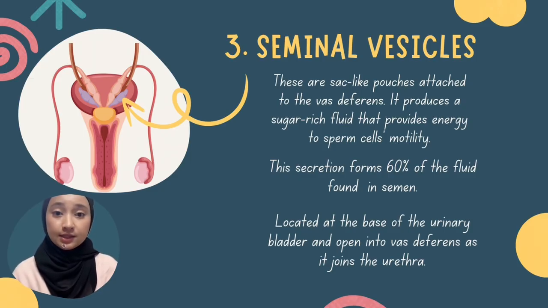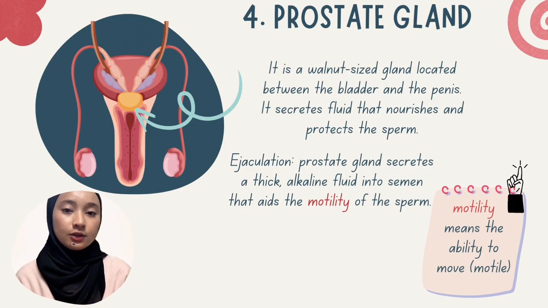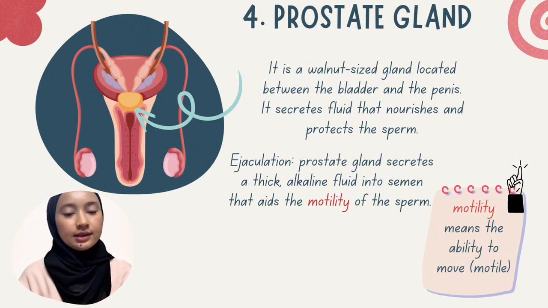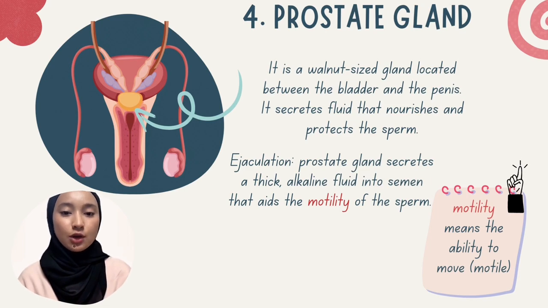The next part is the seminal vesicles, which are sac-like pouches attached to the vas deferens. They also produce a sugar-rich fluid that provides energy for sperm cell motility. The seminal vesicles are located at the base of the urinary bladder and open into the vas deferens as it joins the urethra. The prostate gland is a walnut-sized gland located between the bladder and the penis, and it secretes fluid that nourishes and protects the sperm. During ejaculation, the prostate gland secretes a thick, alkaline fluid into semen that adds to the motility of the sperm.